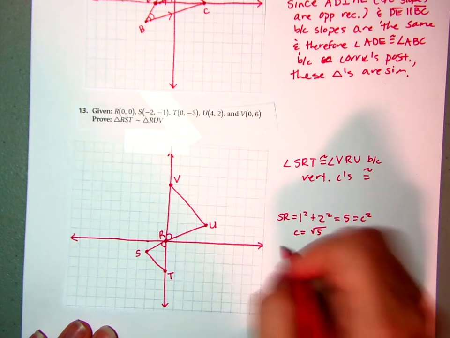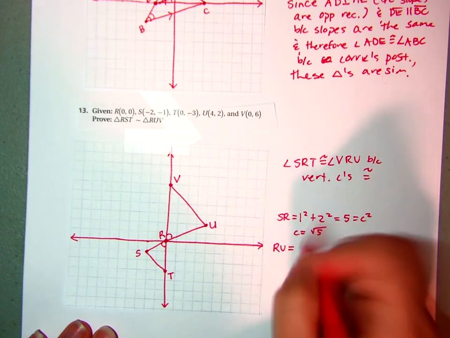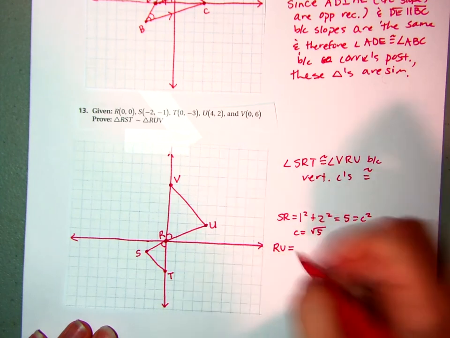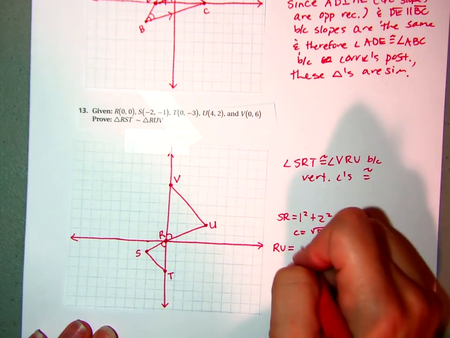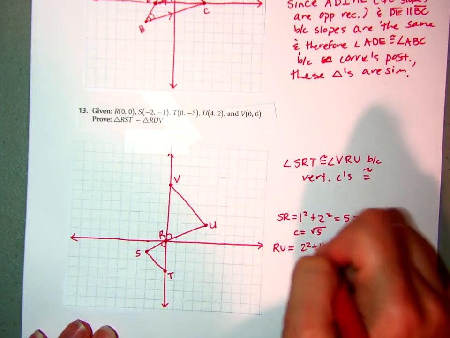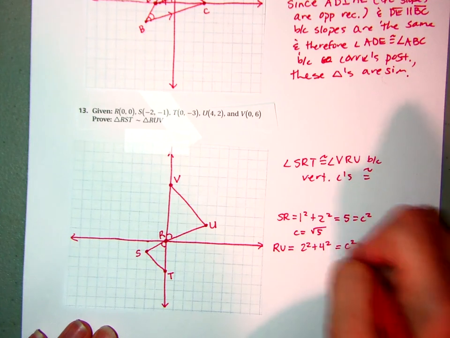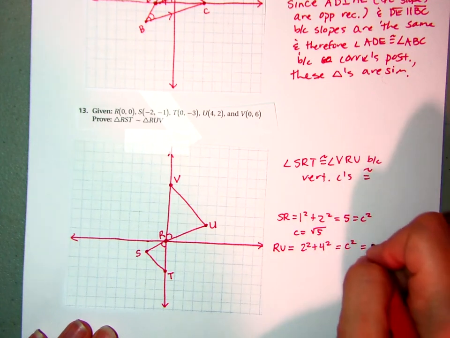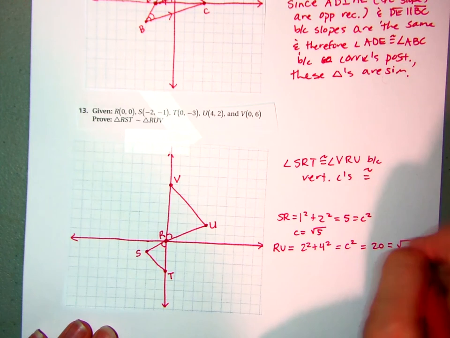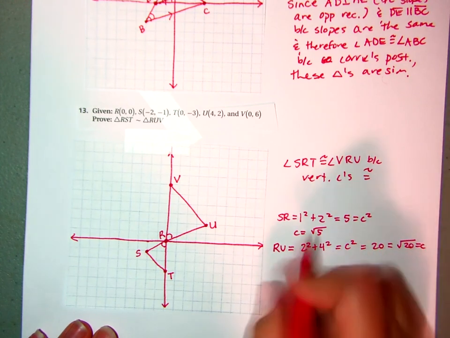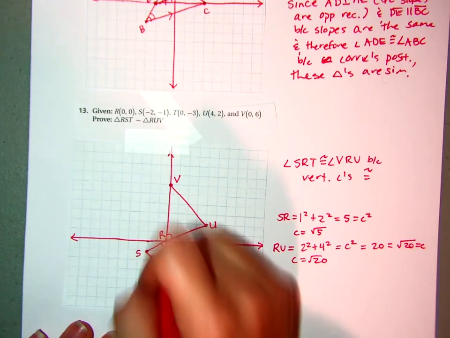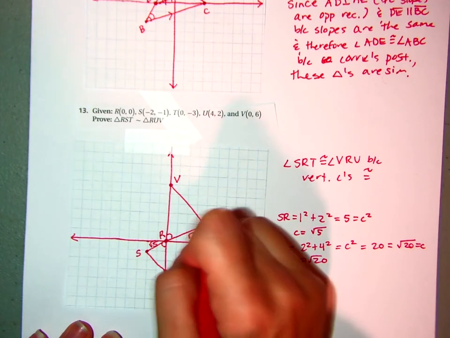Now let's go ahead and do RU. RU is up 2 over 1, 2, 3, 4. So we've got 2 squared plus 4 squared equals C squared, which is 4 plus 16, which is 20. So then we can take the square root of 20 would be our C. So C equals square root of 20. So I'm going to mark these, square root of 5, square root of 20.